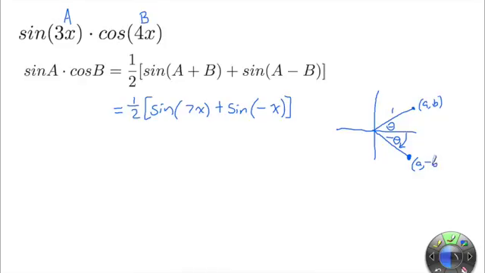But the sine, the second coordinate, is switching. So this thing is going to equal its opposite of the positive angle. So we get down to 1/2 sine of 7x minus sine of x. And that would be one simplification using the product to sum.